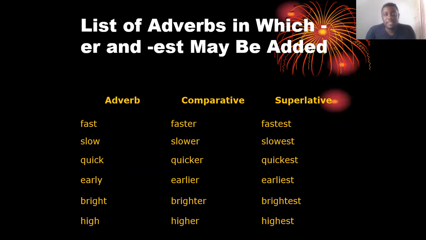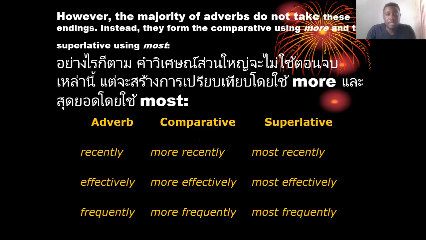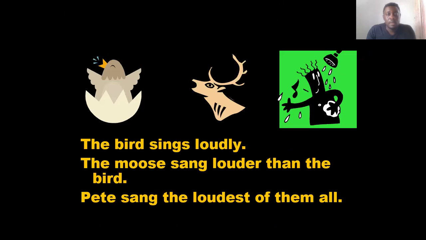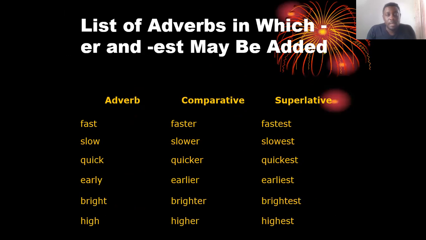Fast, faster, fastest. Slow, slower, slowest. Quick, quicker, quickest. Early, earlier, earliest. Bright, brighter, brightest. High, higher, highest. I hope you can see this one. There's nothing like sharing the screen there. High, higher, highest.